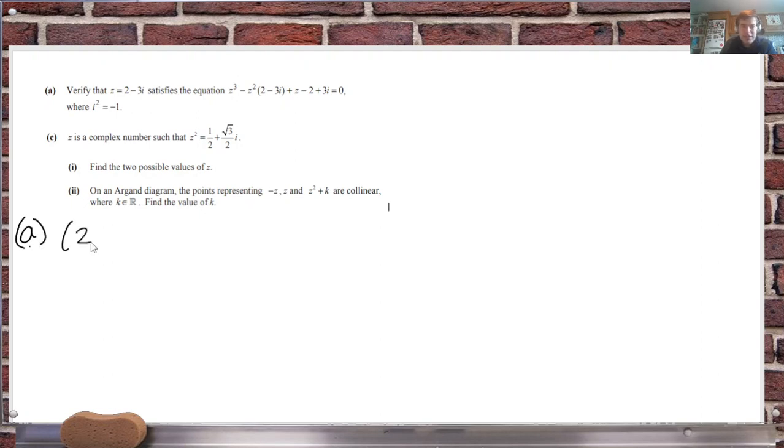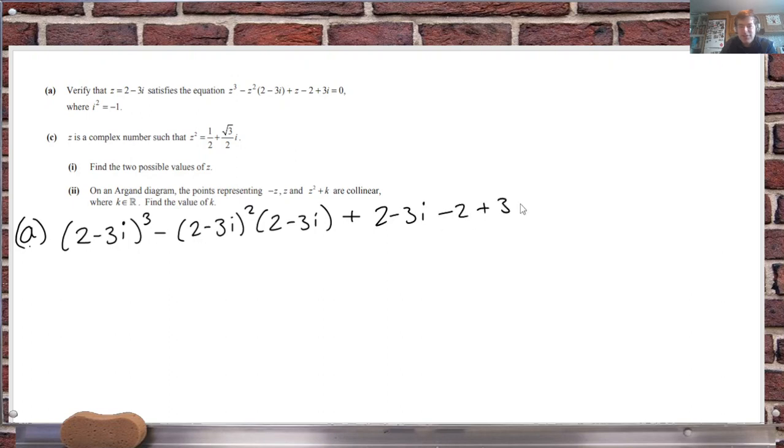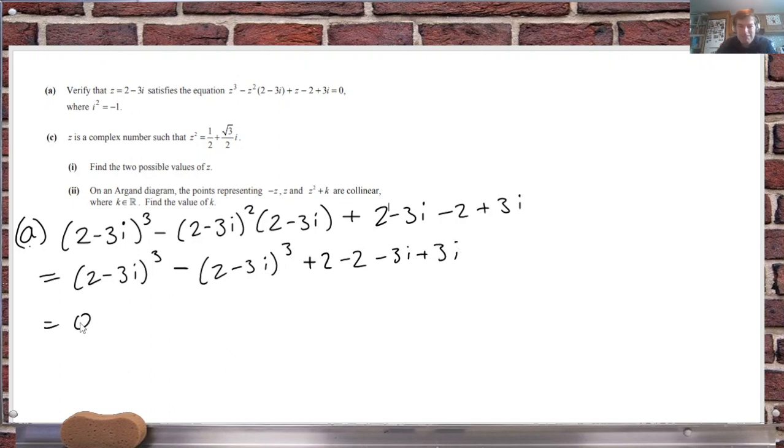Okay. 2 minus 3i cubed minus 2. Oh, actually, do you know what? It's going to work out just fine because they did something very nice for us. Plus 2 minus 3i minus 2 plus 3i. So that will equal 2 minus 3i cubed minus 2 minus 3i cubed plus 2 minus 2 minus 3i plus 3i, and you can see that everything cancels out there. So, okay, nice. I was a bit worried about that one.